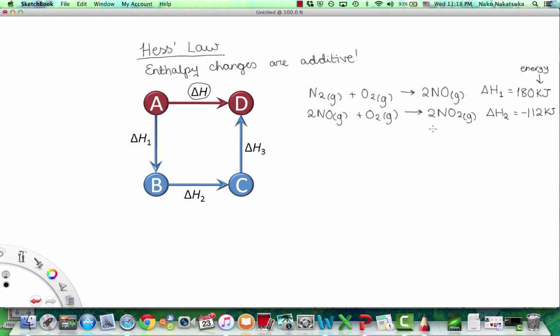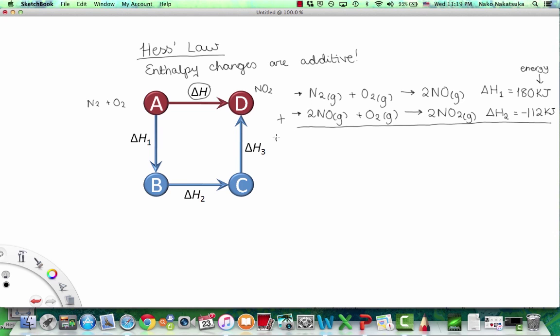Now, if someone asked us, what if we wanted to start out with N2 plus O2 and end up with NO2? You don't have the answer to that by looking at the first equation because you start out with the right reactants, but you end up with NO instead of NO2. And if we look at the second one, you also can't get that direct reaction because you have NO and O2 and end up with NO2. So how can you get this particular reaction? Well, the answer is very easy. All you have to do in this scenario is add these two reactions together.